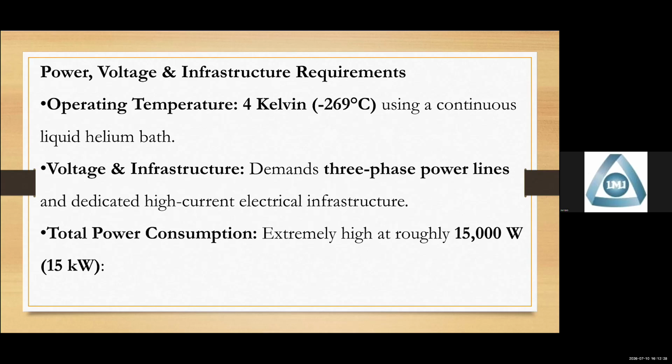And power, voltage, and infrastructure requirements. Operation temperature is 4 Kelvin, like minus 269 degrees Celsius, using a continuous liquid helium bath. Voltage infrastructure demands a 3-phase power line. Total power is 15 kilowatts.